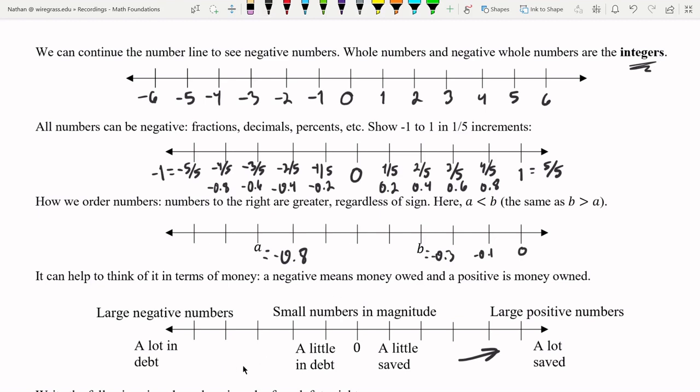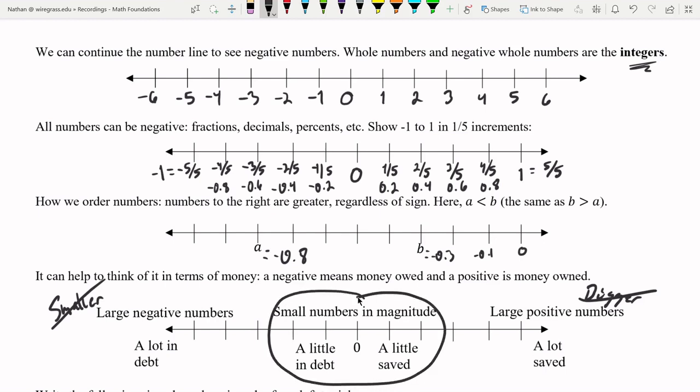It's also important to note that it's not really in terms of smaller, like these are not smaller numbers and these are bigger numbers. That's not the right way of thinking about this. The best way of thinking about this is that these are small numbers that are close to 0. The closer and closer you are to 0, the smaller, quote unquote, numbers you have. And as you get further away from 0, you have larger positives and larger negatives.